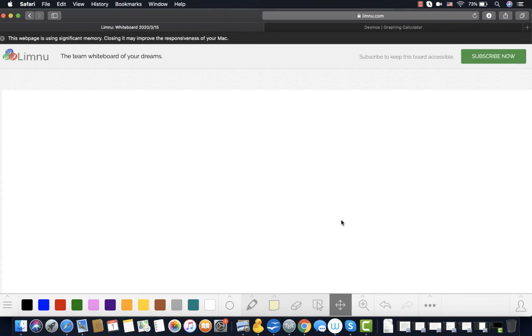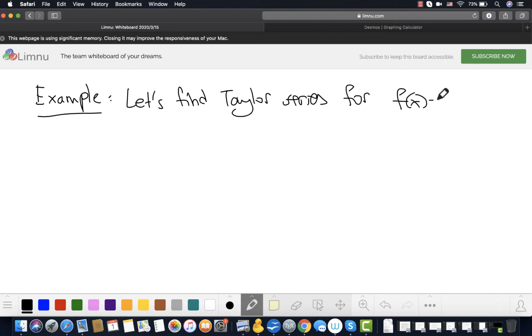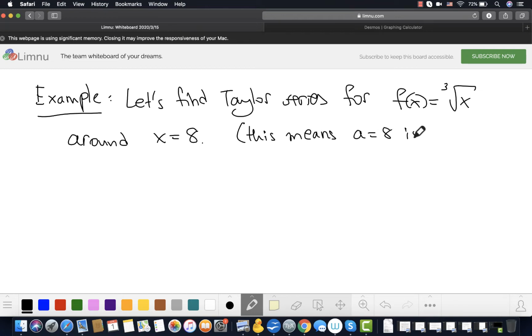So let me do an example of a Taylor series. Here's an example. Let's find a Taylor series for the function f of x equals cube root of x around x equals 8. So this means the center is 8. A equals 8 is the center.